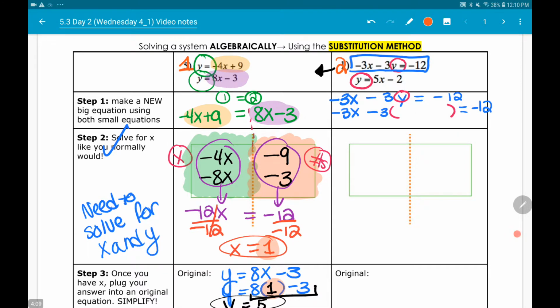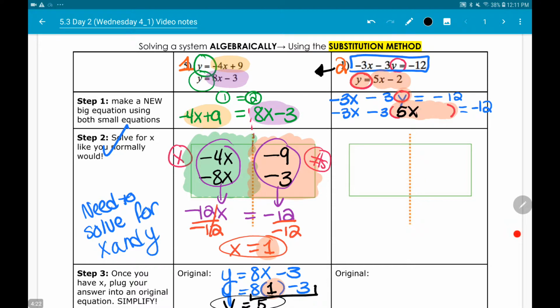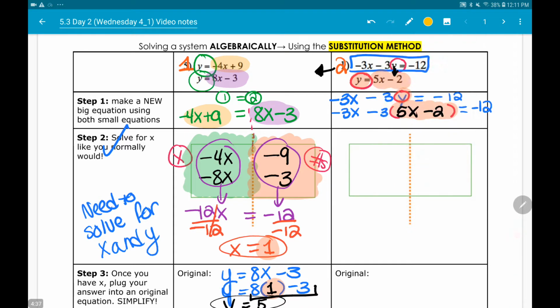And now, being that this is equal to y, and this is also equal to y, I can replace that parentheses with this other equation. So in that set of parentheses, I'm going to put 5x minus 2. So that's the only difference about this type of setup. I'm going to solve it exactly the same way. But I notice here that when I solved in equation 1, there was no parentheses, so I can move straight to my solving square. Now I have a set of parentheses.